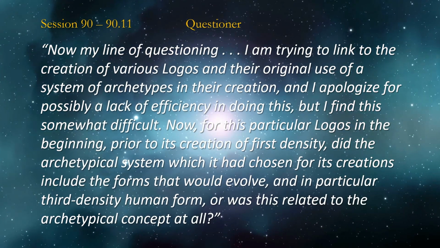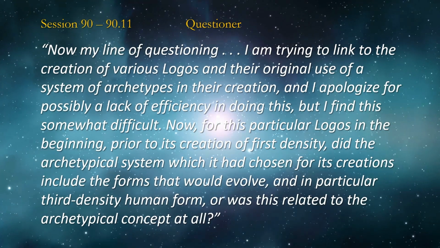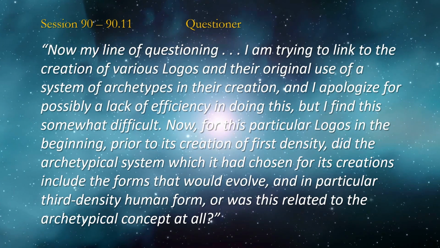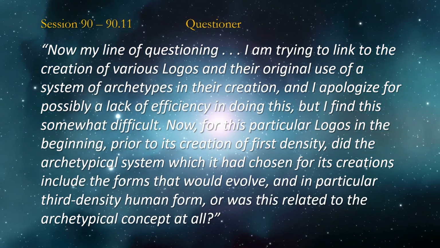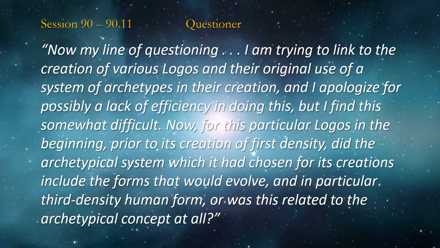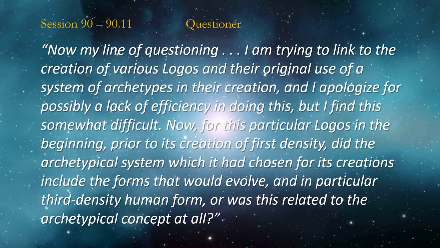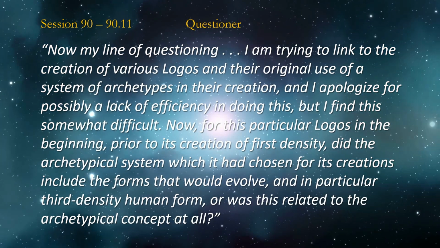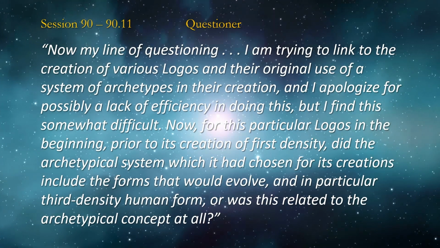Don says, in question 11, now my line of questioning. He pauses and says, I'm trying to link to the creation of various logoi and their original use of a system of archetypes in their creation, and I apologize for possibly a lack of efficiency in doing this, but I find this somewhat difficult. Now, for this particular logos in the beginning, prior to its creation of first density, did the archetypical system which it had chosen for its creations include the forms that would evolve, and in particular third density human form, or was this related to the archetypical concept at all?